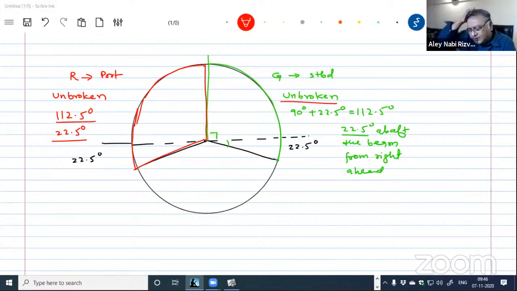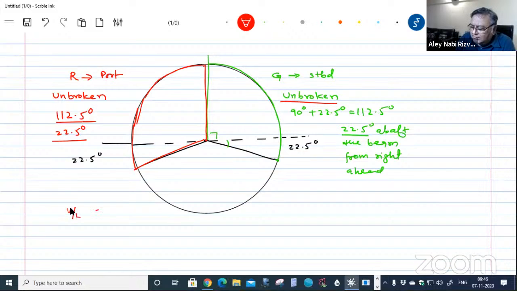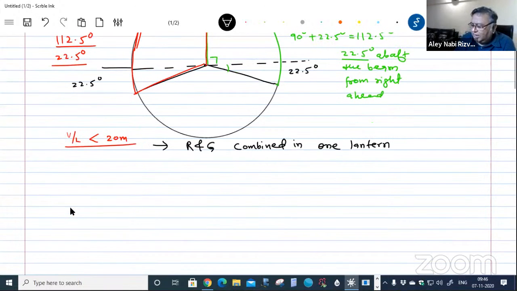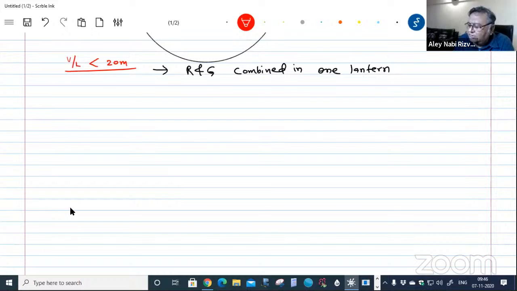Okay, now there is a catch in a vessel less than 20 meters. What you can do? You can combine these lights in a lantern. This red and green can be combined in one lantern. So what is the catch? The catch here is, if you see the lights like this, this is red, this is green, and they are combined, that means the vessel length is probably less than 20 meters. Is that clear?